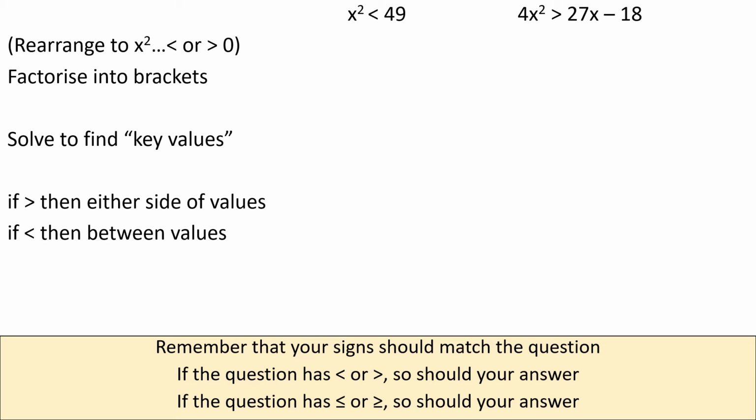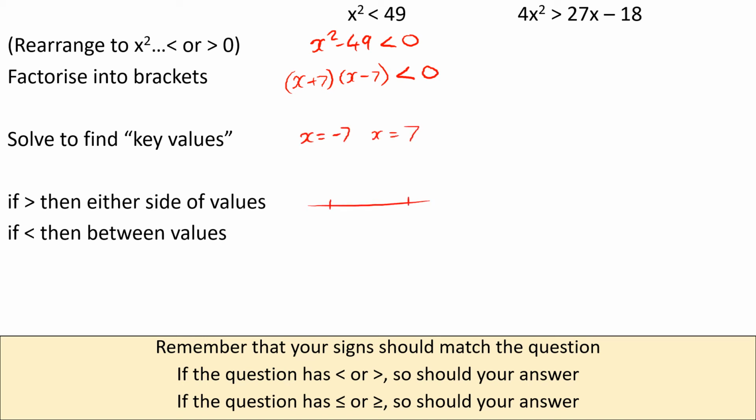Anyway, so we need to rearrange this first. So we're going to subtract the 49. That's all right. We're going to need to factorize this into brackets. This is actually a difference of two squares. This is an x plus and an x minus the same thing. In this case, 7, because that's the square root of 49. Find the key values then are minus 7 and 7.